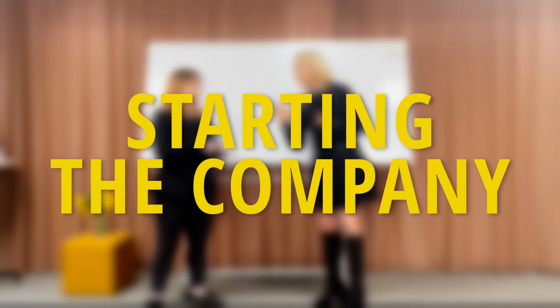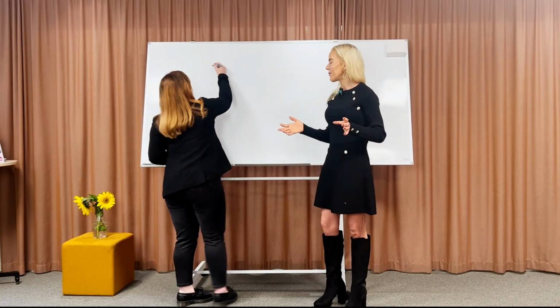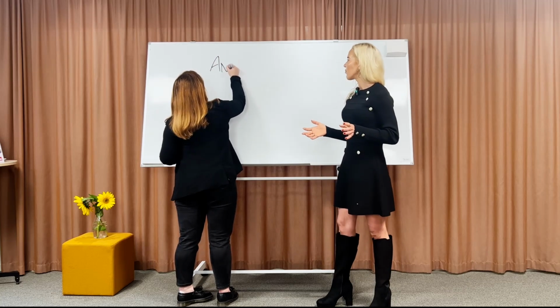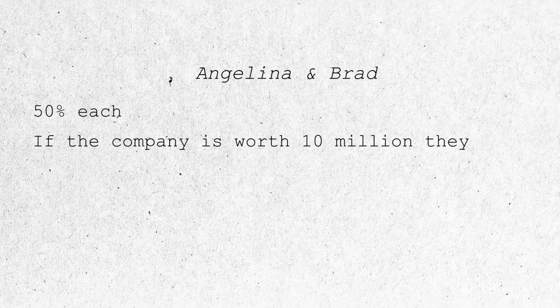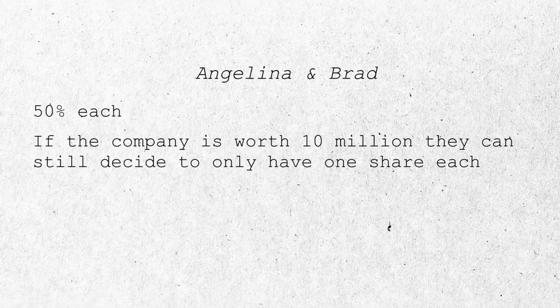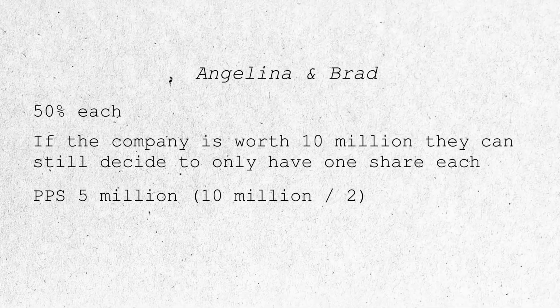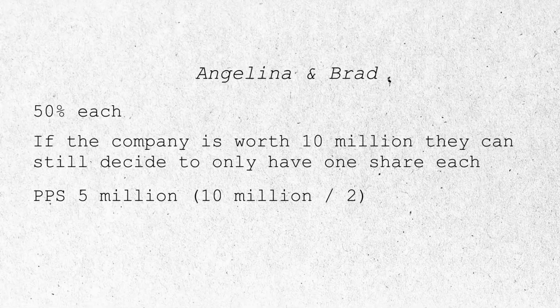Perfect. So we're going to start with an example. Let's go to the basics, really, the basics of the ownership of the company. We're going to use an example with Angelina and Brad. They hold 50% each of a company, and the company is worth 10 million. So basically, you could have one share each, and then that one share each would be worth 5 million, because the company in total was worth 10 million.